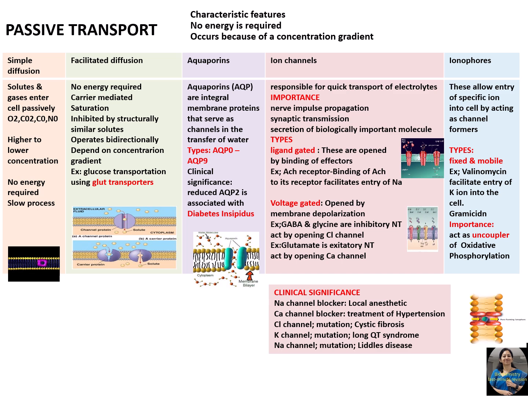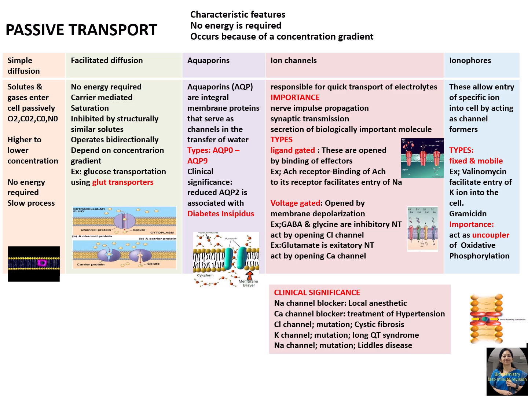Passive transport mechanisms include the following. Simple diffusion, where solutes and gaseous substances utilize this mechanism to enter into the cell and move outside the cell. The gaseous substances which utilize simple diffusion include carbon dioxide, oxygen, carbon monoxide, and nitric oxide, and they always move from higher to lower concentration. No energy is required, but this is a very slow process.